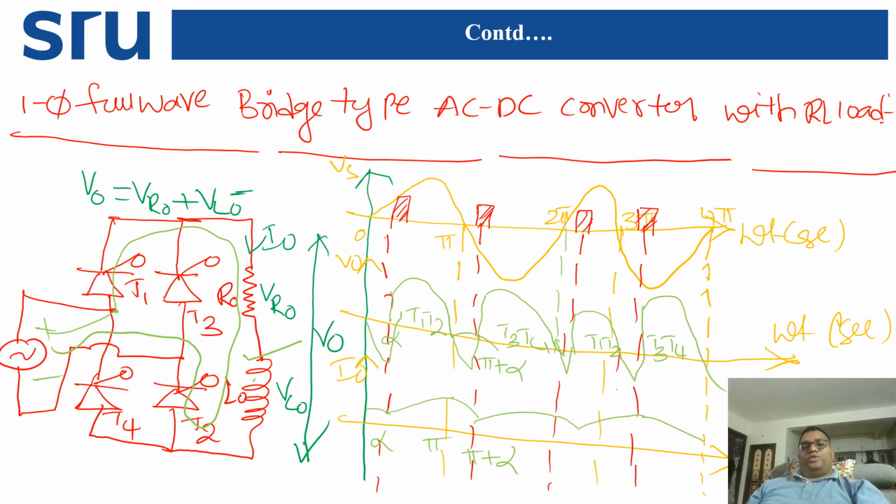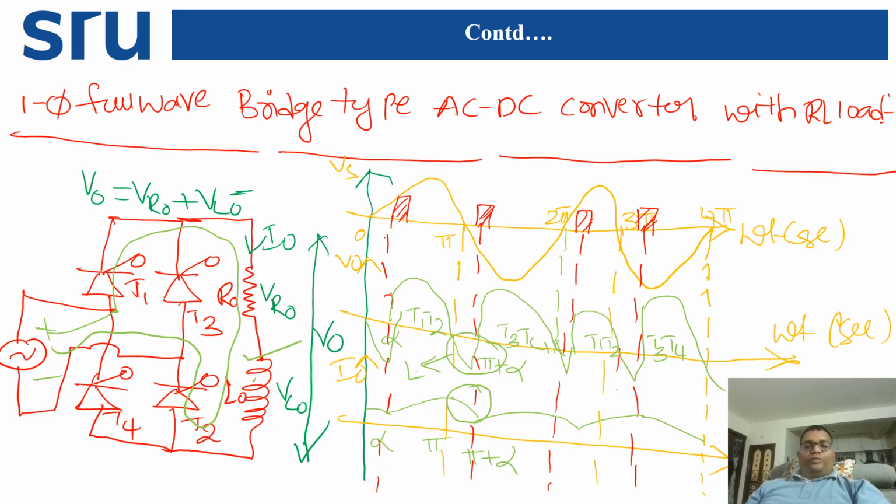And here the negative portion of the waveform will exist due to the inductor, because the inductor does not allow sudden changes of current. Slowly it will charge, it will discharge. So this position will be the discharge position of the inductor. For this condition, we are going to observe how the output voltage waveform, average output voltage, and RMS output voltage will vary.